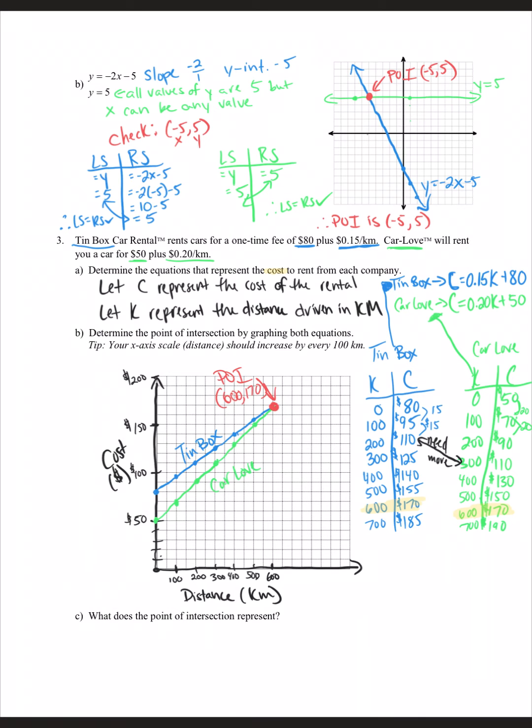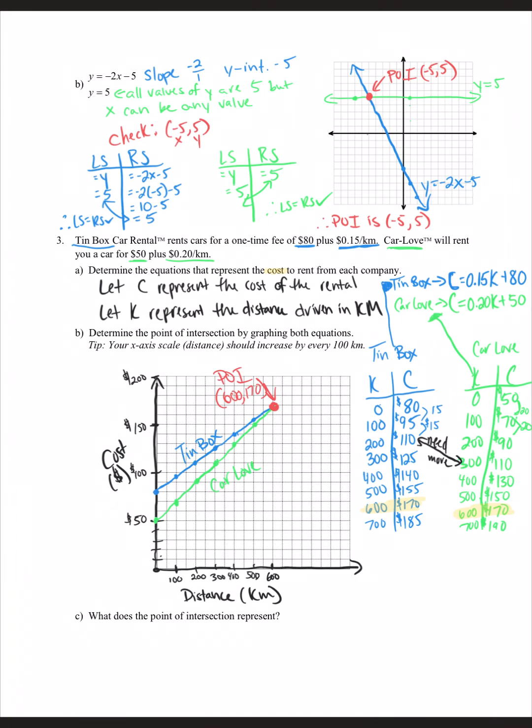And then let's just answer that last question there. What does the point of intersection represent? Well, hopefully we can see that we're looking at the relationship here between cost and kilometers. So it basically tells us that at 600 kilometers, it's going to cost the same, $170, to rent from both companies. If you drive less than 600 kilometers, which company should you use? If you drive more than 600 kilometers, which company should you use?